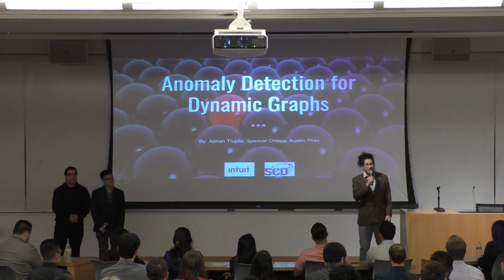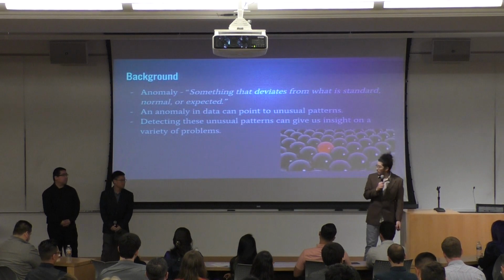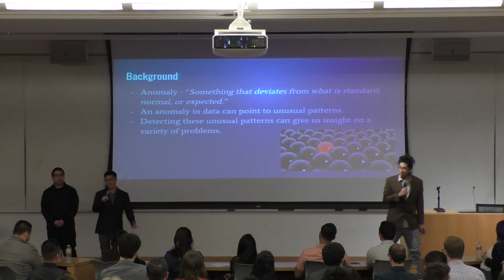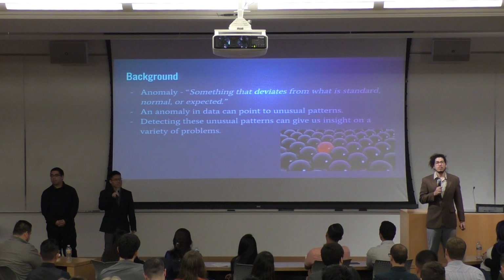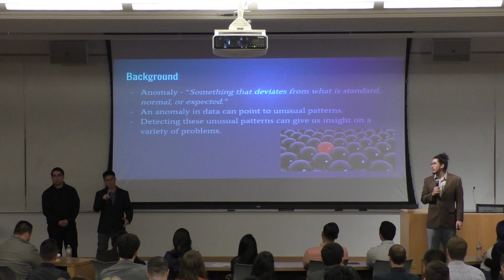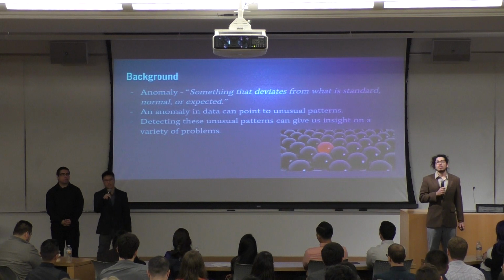And we worked on anomaly detection for dynamic graphs, which was sponsored by Intuit. All right, so what is an anomaly? An anomaly is something that deviates from what is standard, normal, or expected. An anomaly in data in particular can point to unusual patterns, and these unusual patterns can give us a significant insight on a variety of problems.